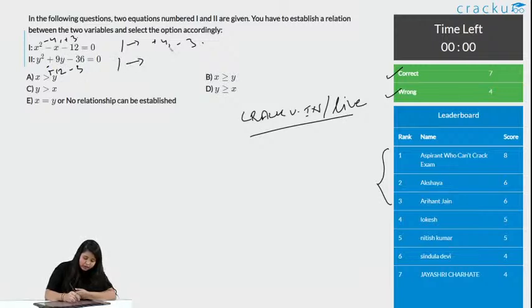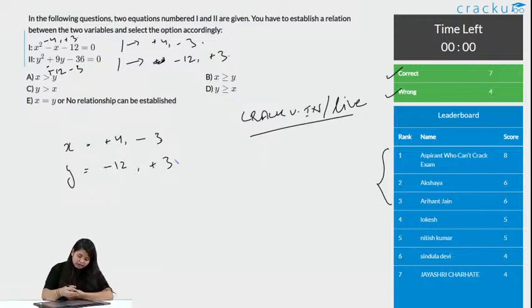When you take this value to that side, it will be minus 12 and plus 3. So, what is the value we get? x is equal to plus 4 minus 3 and y is equal to minus 12 and plus 3. So, now let us check.